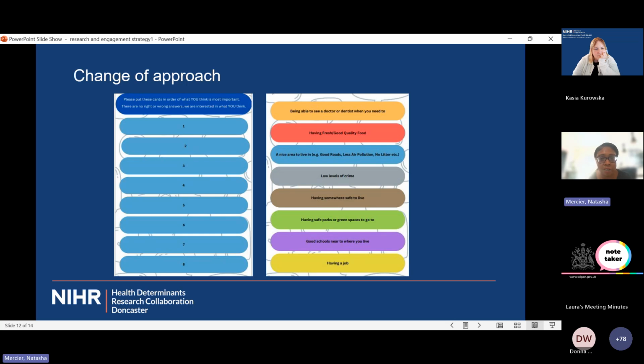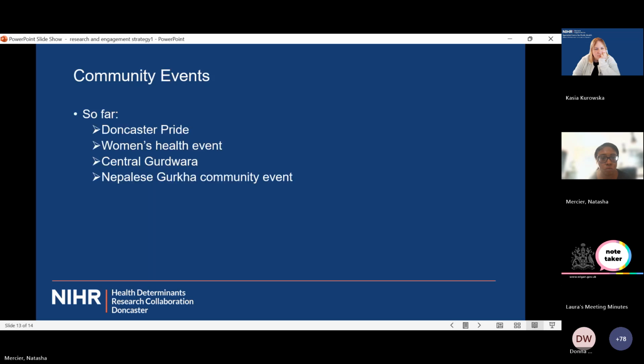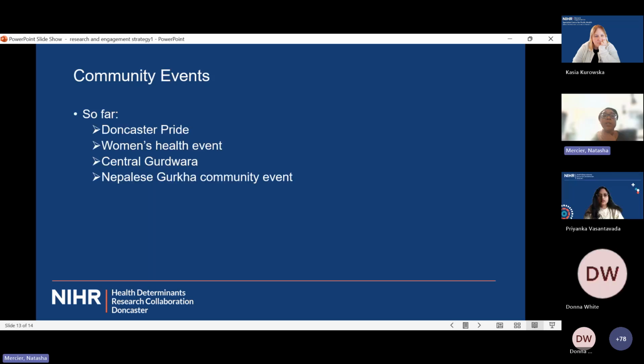This is a similar exercise where people are asked to put in order what they feel is important to them from the list on the right-hand side. So essentially, we did a bit of a mapping exercise, as an HDRC team, of different events taking place across Doncaster, trying to tick off every locality.